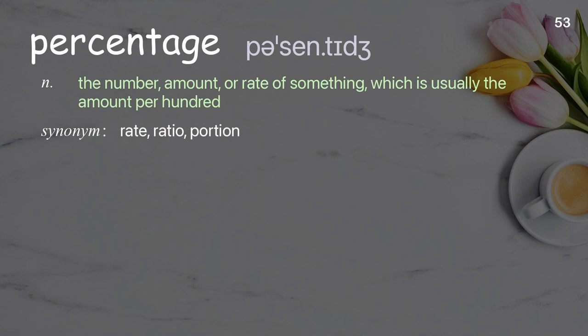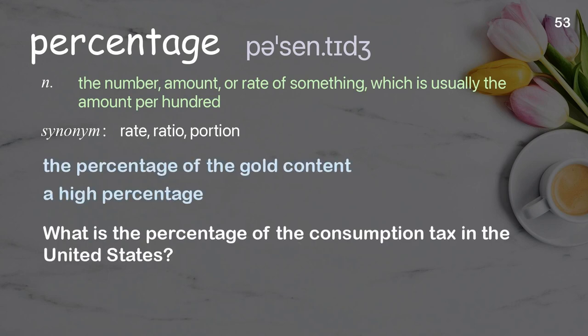Percentage. The number, amount, or rate of something, which is usually the amount per hundred. Examples. The percentage of the gold content. A high percentage. What is the percentage of the consumption tax in the United States?